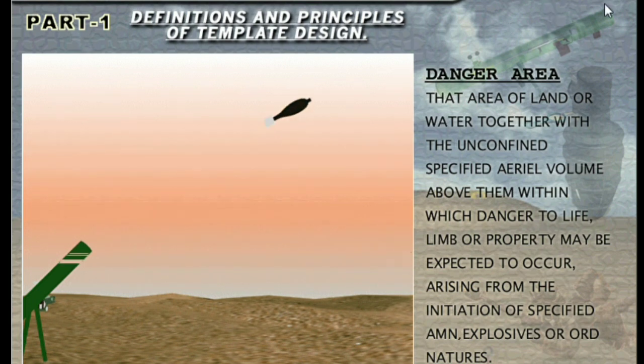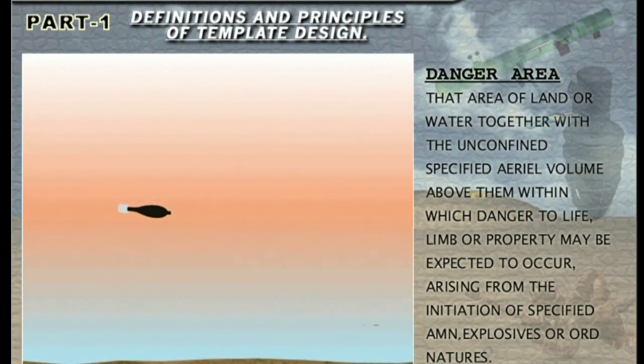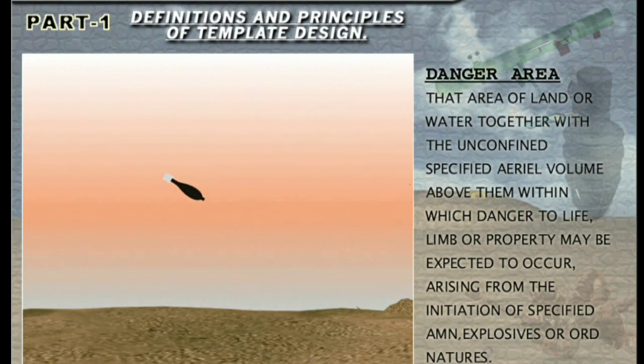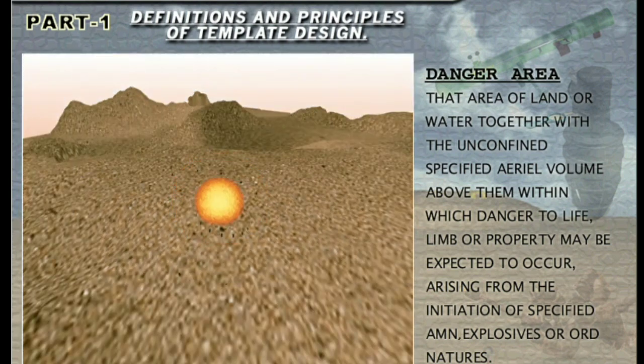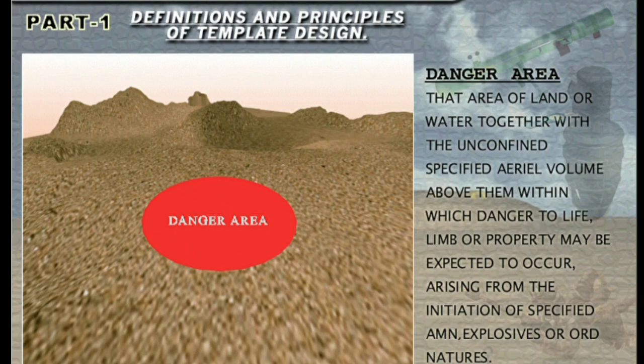Danger area: that area of land or water together with the unconfined specified aerial volume above them within which danger to life, limb or property may be expected to occur arising from the initiation of specified ammunition, explosives or ordnance natures.